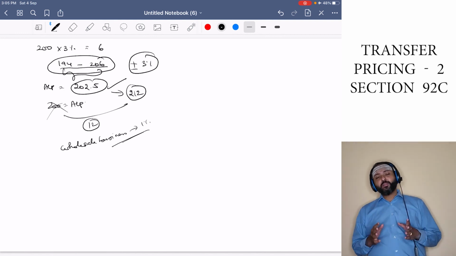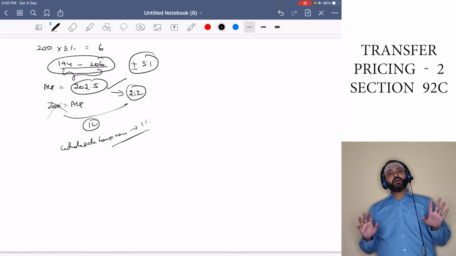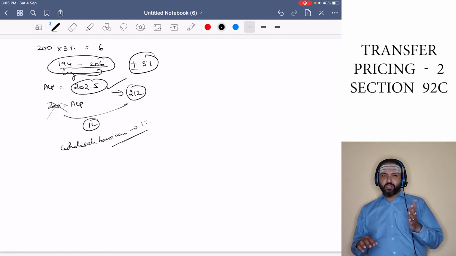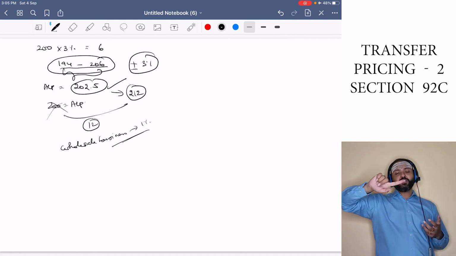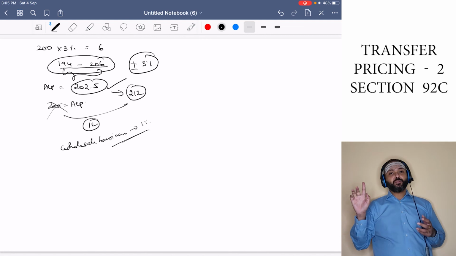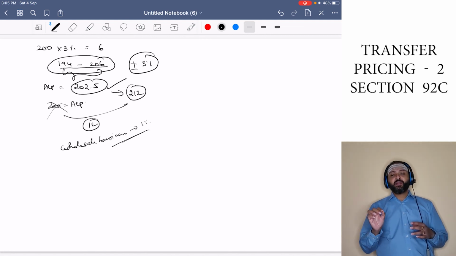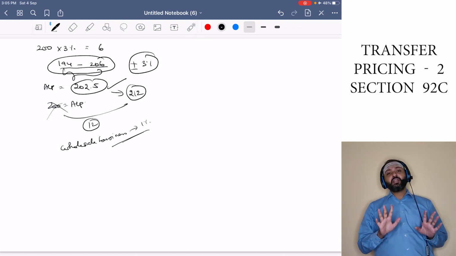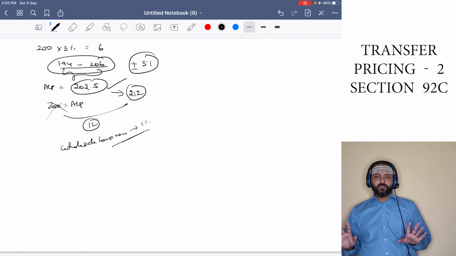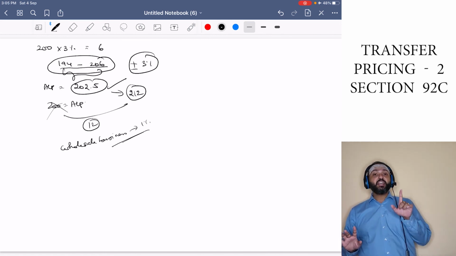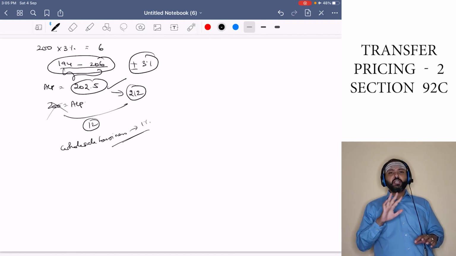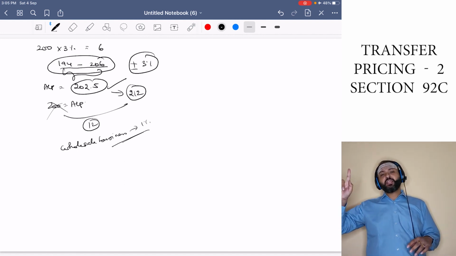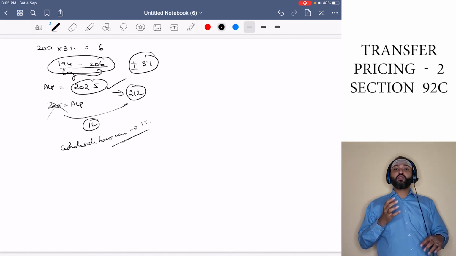Now we will take up our transaction price and apply 3% to it. That will give us the acceptable tolerance band. This tolerance band should be the limit within which the arm's length price should lie. If the arm's length price is within this tolerance band, then the transaction price will be taken as the arm's length price. But if the transaction price is above the tolerance band, then you will ignore the tolerance band. The gap between the transaction price and the arm's length price will be adjusted as an addition to income.